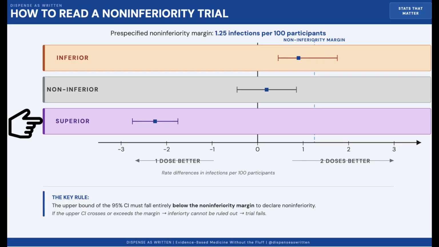The bottom band is superior. The entire confidence interval sits to the left of 0. The new treatment is statistically better than the standard. That's a bonus. Non-inferiority trials aren't designed to show this, but it happens. The key move. Watch the upper bound of the confidence interval. That's the only number that determines pass or fail.